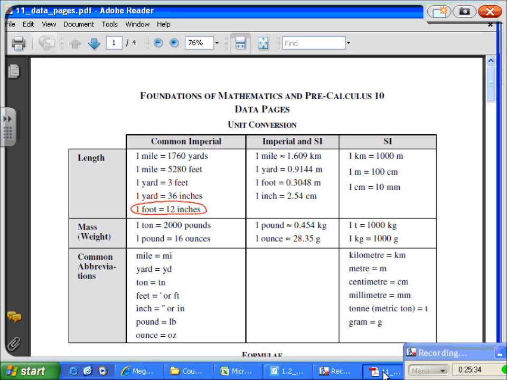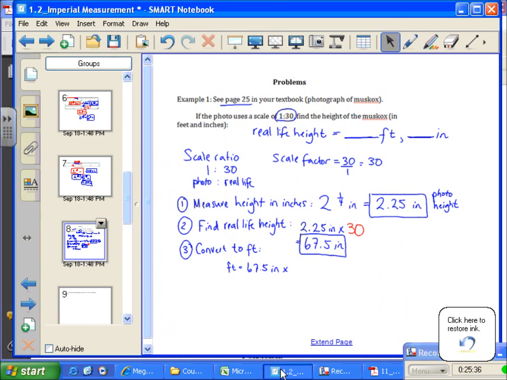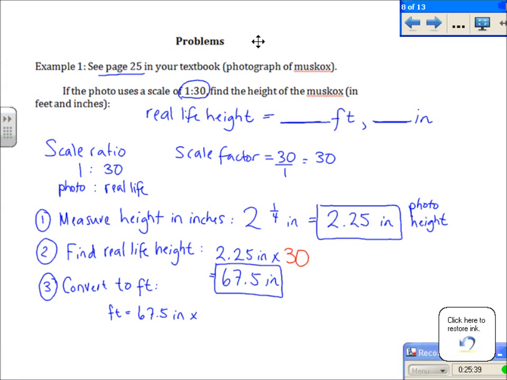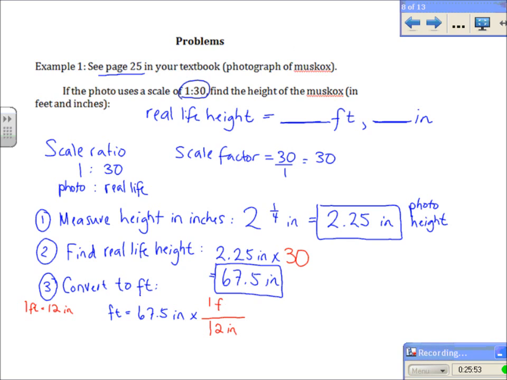So I'm going to use that conversion factor, and I'm going to plug it in here. So it looks like this. Over to the side, I'll write my conversion factor: 1 foot is equal to 12 inches. So I'm going to put my inches on the bottom, 12 inches on the bottom, 1 foot on the top. In other words, I'm just going to divide this number by 12, and that's going to tell me how many feet are in 67.5 inches. When I do that, my answer comes out to be 5.625 feet.